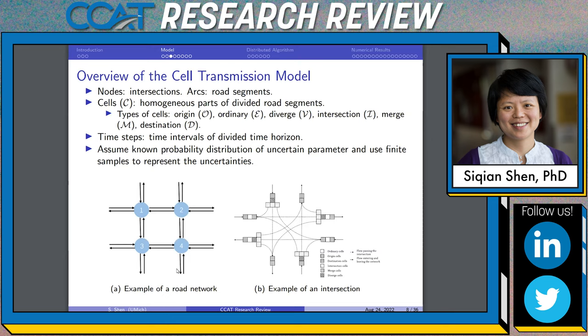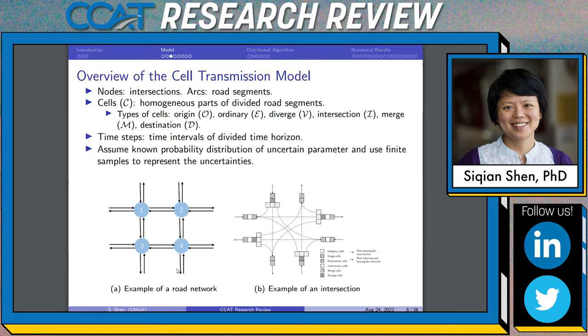And then in this formulation, we're going to use finite samples to represent these uncertainties. So as you can foresee, I'm going to show you this so-called two-stage stochastic integer programming model that can be utilized to optimize the traffic signal plans for different times of the day. And then the uncertainty is going to be in the second stage, where it's going to be realized by samples.